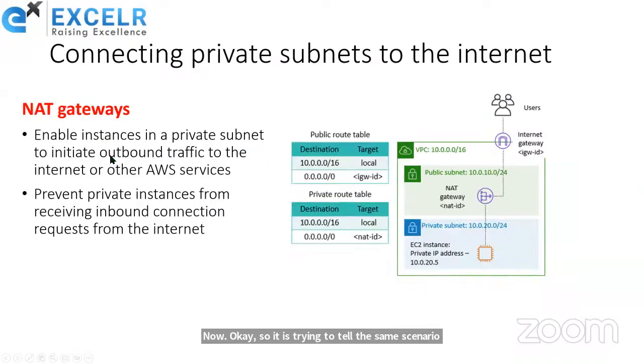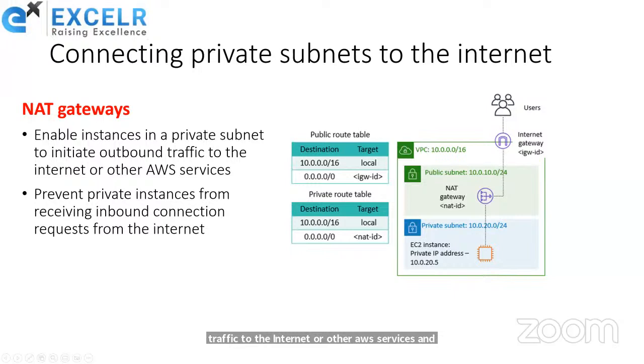There is another concept called NAT gateways. What is a NAT gateway? It connects private subnets to the internet. What happens with the help of a NAT gateway? It enables instances in a private subnet to initiate outbound traffic to the internet or other AWS services, and prevents private instances from receiving inbound connection requests from the internet.